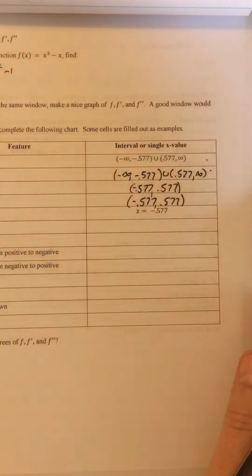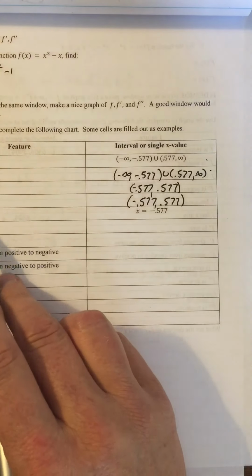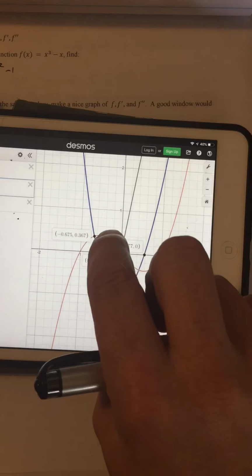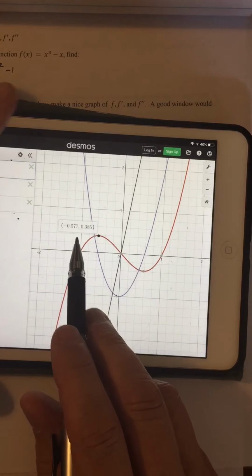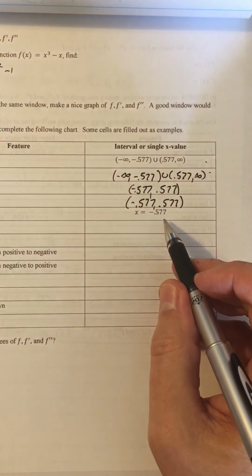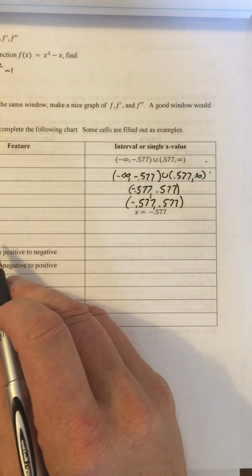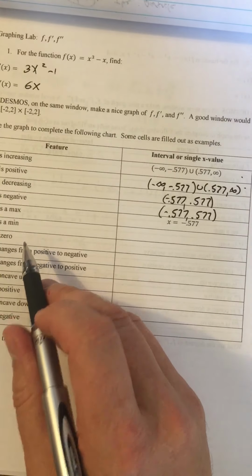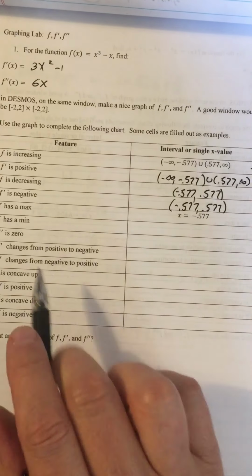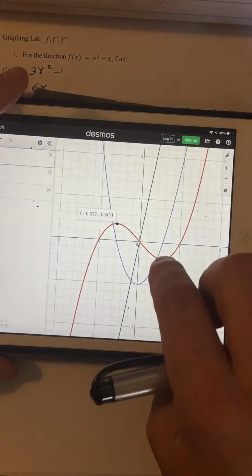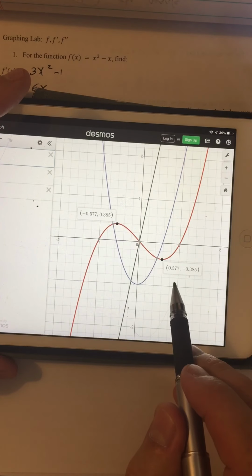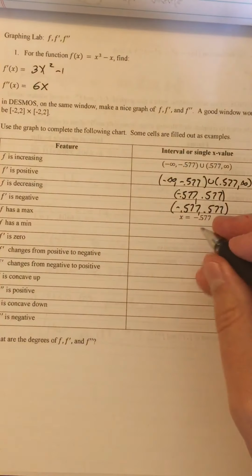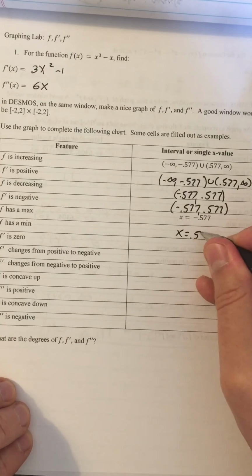Now, we have this one filled in. F has a max at our favorite number, so there's the max right there. It's negative 0.577. We only want x equals negative 0.577. Where does f have a min? So here's my red graph f. The min of f is, of course, at x equals 0.577. So we'll say x equals 0.577.